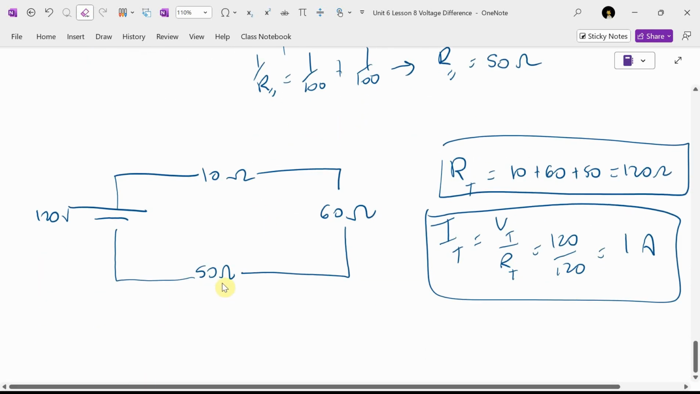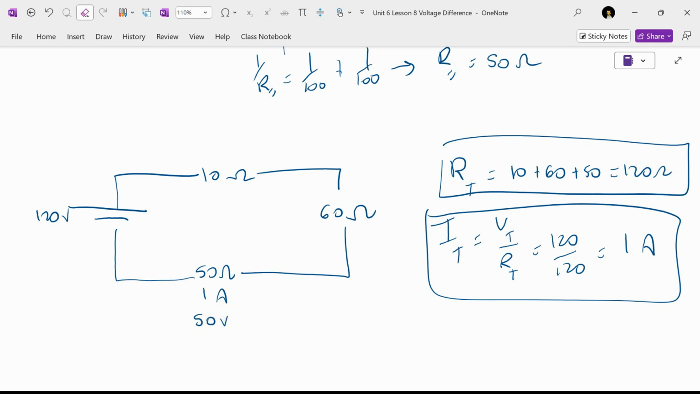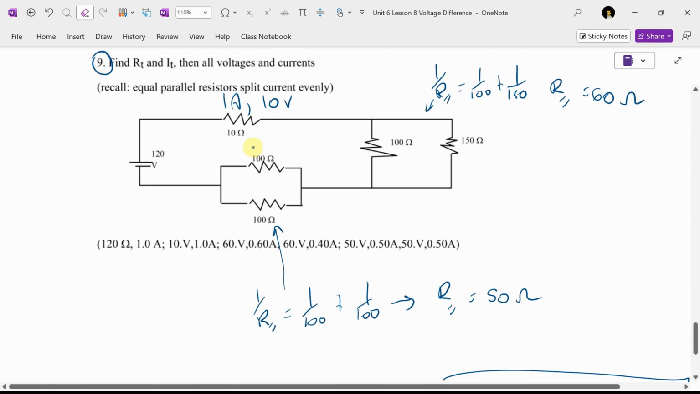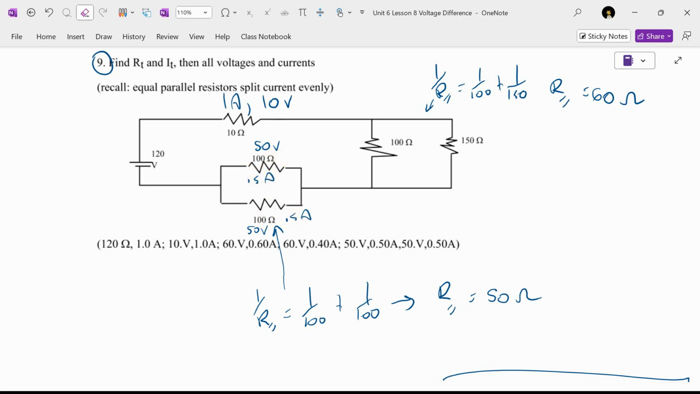The bottom, this is like a 50 ohm resistor with 1 amp. So this section must be using 50 volts, where this is using 10 volts. If this is using 50 volts, that means that's 50 volts, that's 50 volts. That means this is half an amp, which makes sense. This is half an amp. It makes sense because both resistors are identical. I was kind of hoping the current would split 50-50.